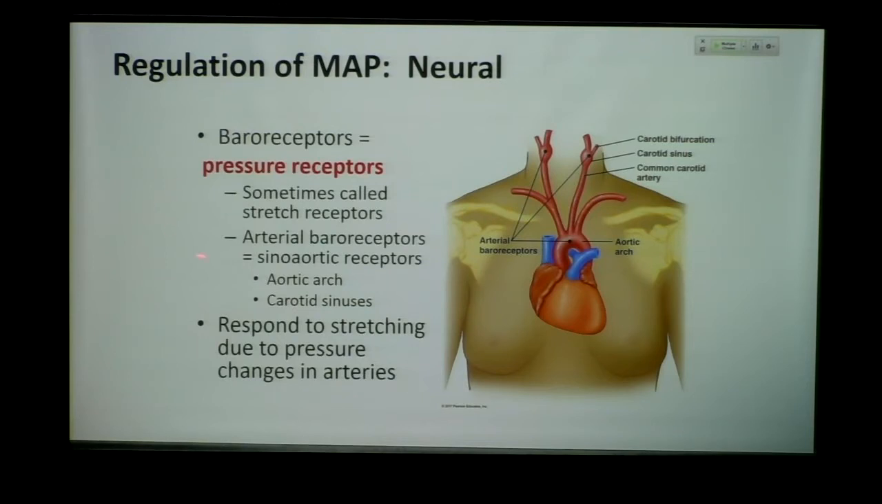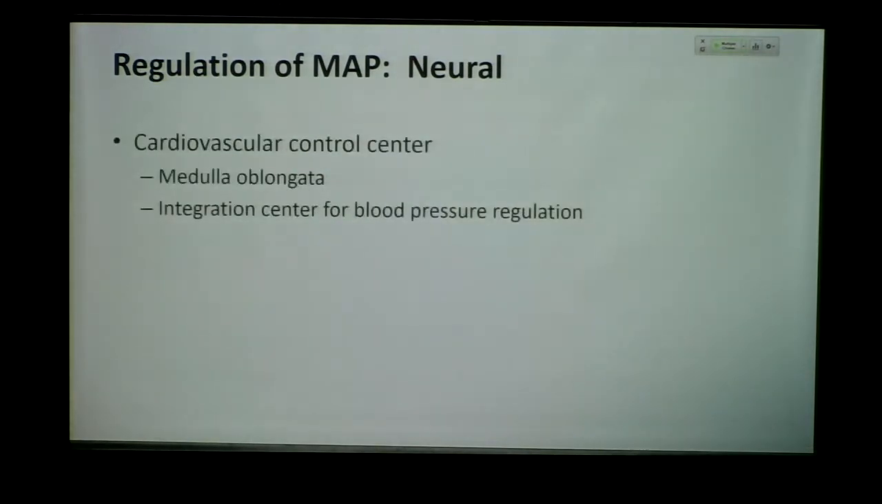And what they're detecting is the stretch on the wall in those vessels. So if we have high pressure, we're going to see a lot of stretch in that wall, and that is going to increase the firing frequency, the action potential frequency. And if we see decreased volume or decreased pressure, we're going to see less stretch on that wall, and that will decrease the action potential firing rate, which will decrease that signal sent to the brain. So they're responding to stretch, and the stretch is really talking about what the pressure in the artery looks like.